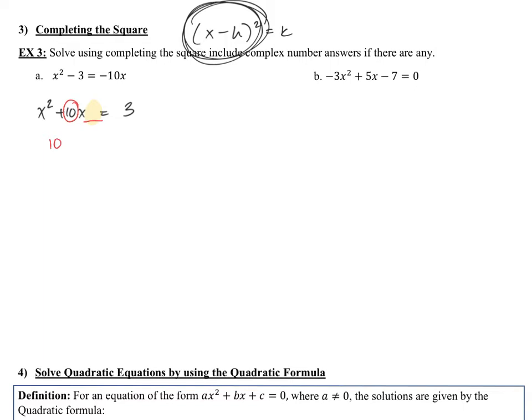Then you're going to divide that value by 2. And lastly, you're going to square it. So 2 steps. So what is 10 divided by 2? That's 5. And then you're going to square that, and that equals 25. What's important about that number?